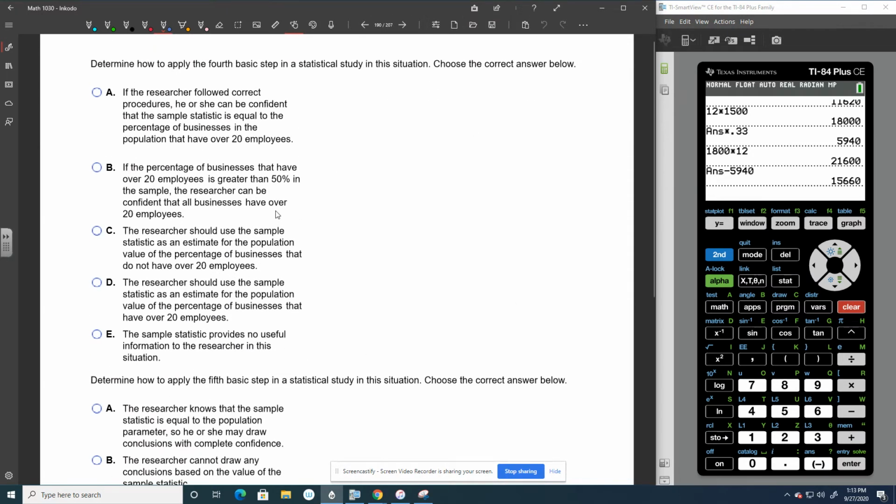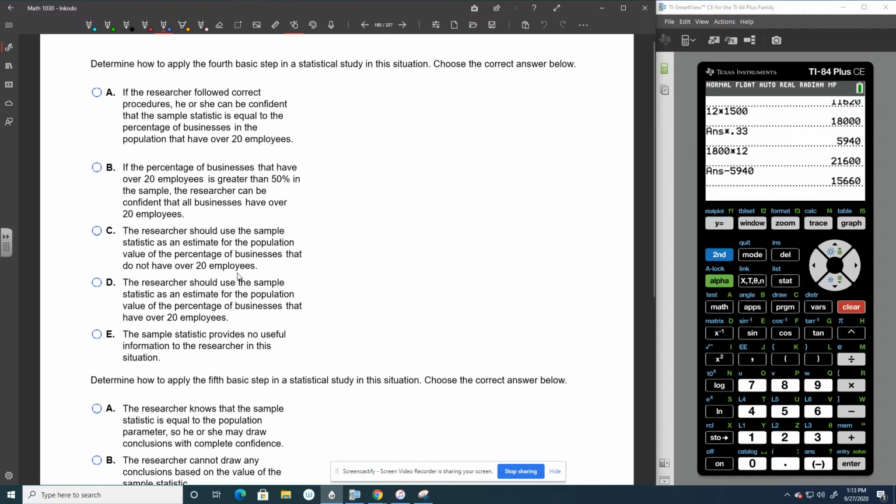Okay, part 4. The researcher followed correct procedures. He or she can be confident that the sample statistic is equal to the percentage. If the percentage of businesses that have over 20 is greater than 50%, the researcher can be confident.